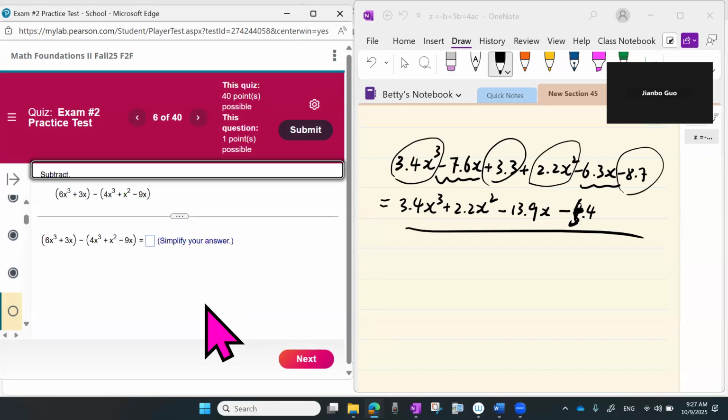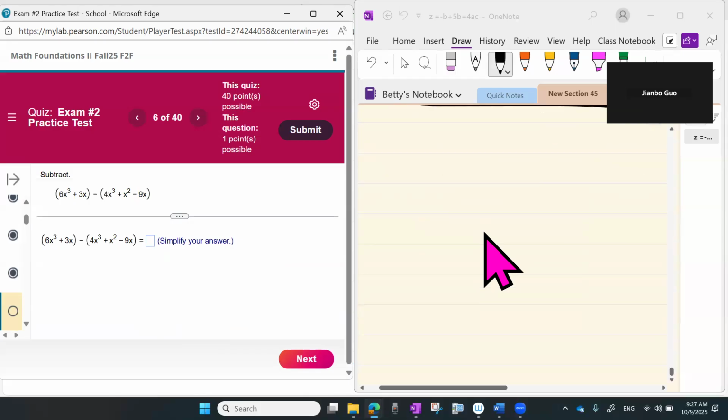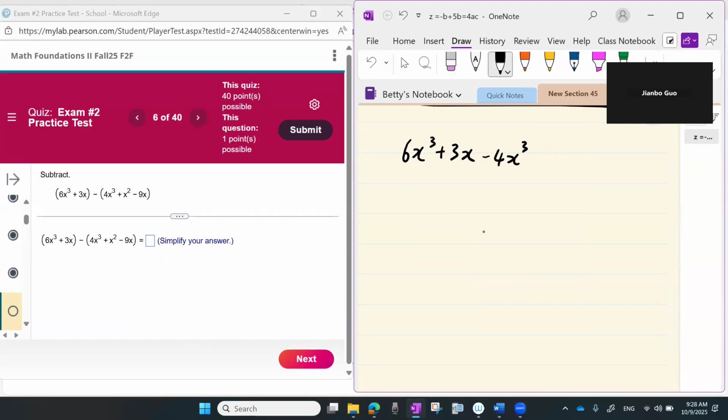Next, question number 6, subtract. And we had a similar problem, right? We're going to remove the parentheses. 6x cubed plus 3x. The terms in the second parenthesis are going to become their opposites. Negative 4x cubed, negative x squared, positive 9x. Double check your copy. Make sure you don't accidentally copy anything wrong.